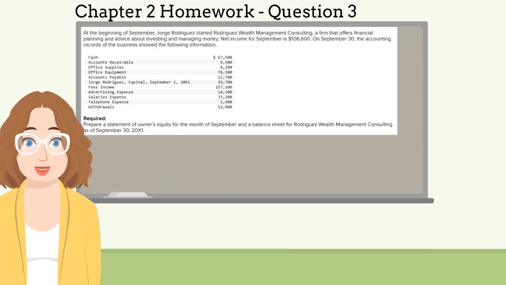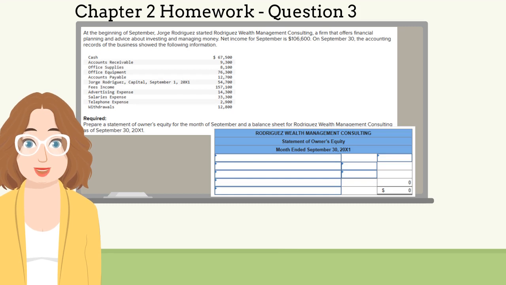For question number 3, you're again provided with a listing of accounts, but this time you're asked to prepare a statement of owner's equity and a balance sheet. Let's start with the statement of owner's equity. First, look at each account and decide whether it's part of owner's equity. Owner's equity starts with the beginning capital balance, then we add the net income for the period and subtract what the owner withdrew. So, start by entering the beginning capital balance as of September 1st.